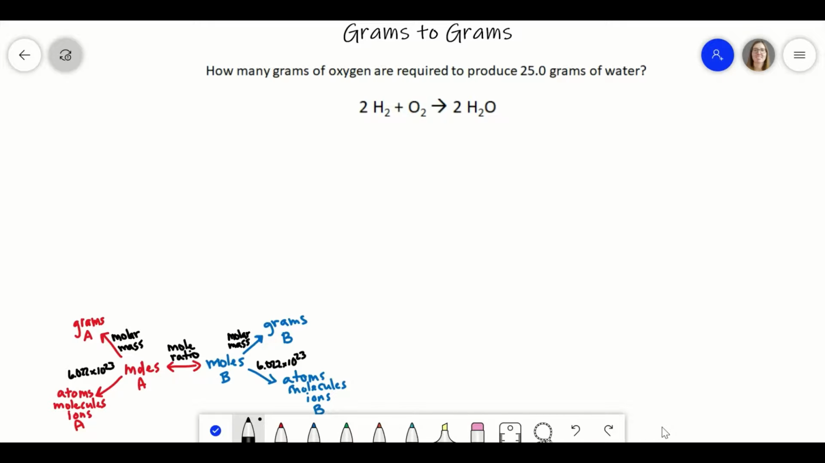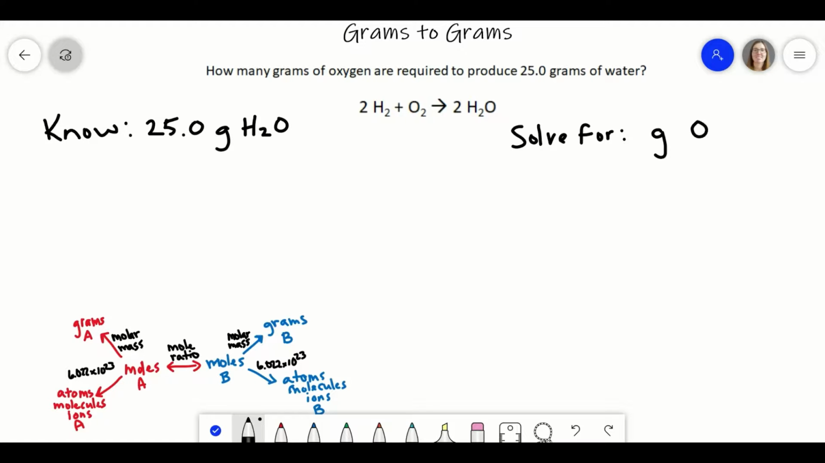So again, I'm going to write down what I know. So I know that I have 25.0 grams of water, H2O. I also know the balanced chemical equation. What am I trying to solve for? It asks me how many grams of oxygen, so I'm solving for grams of O2. That's the formula for oxygen.